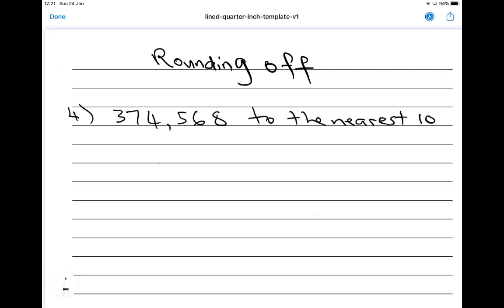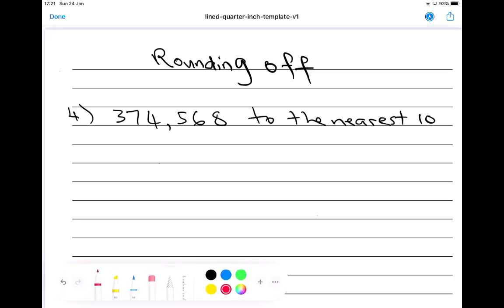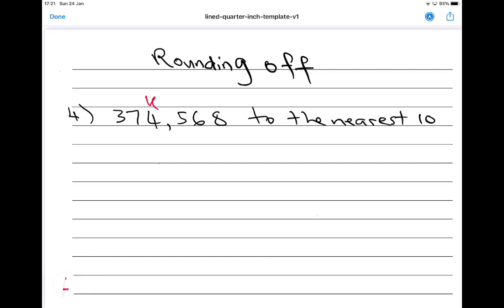Right, you do the same with decimal numbers. This one is 374,567, and you want to round it off to the nearest 10, which means you actually take note that these are your units and these are your tens, and these are your hundreds. Now you want to round off to the nearest 10, so your focus right now is on the 7 because 7 is under the tens. But we need to check the digit before the tens. In other words, we need to check the units.